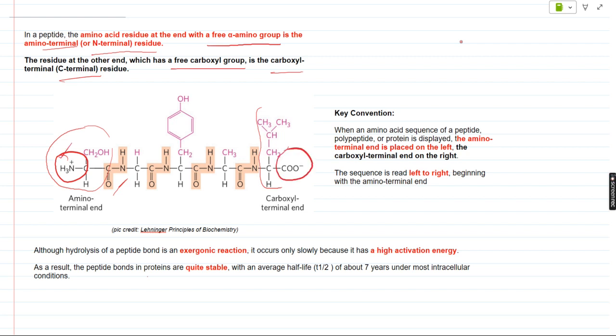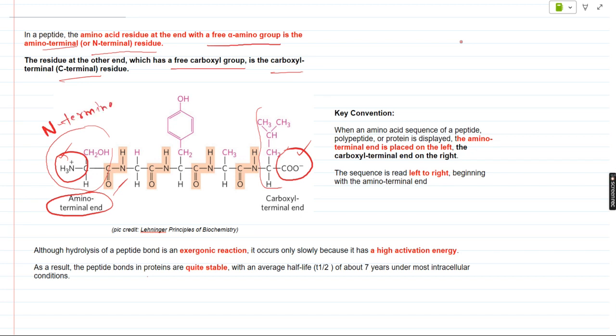Here you have a free amino group, and here you have a free carboxyl group. So this leftmost amino acid that has a free amino terminal is called the amino terminal end or the N-terminal end.